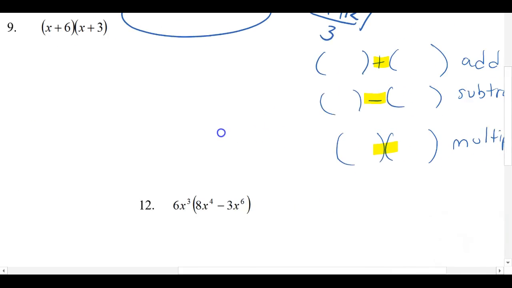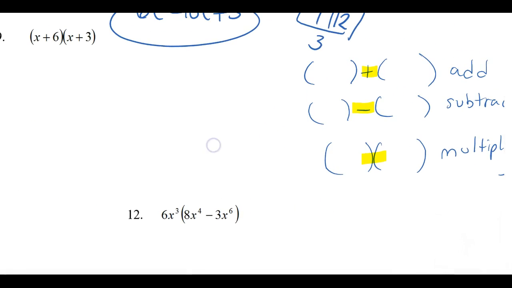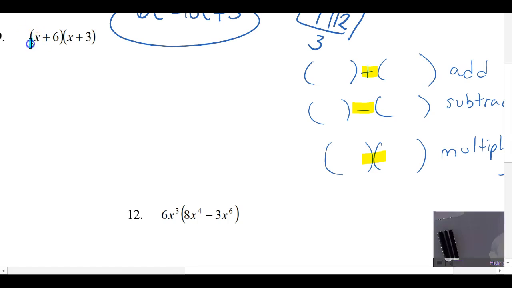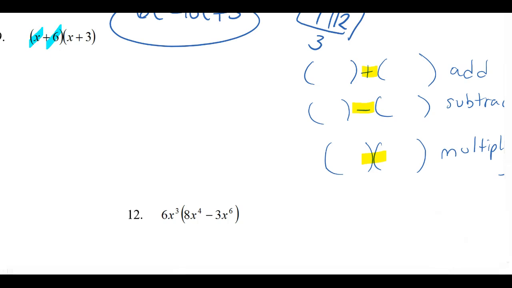Okay, so let's focus on this problem right here. This x plus 6 and x plus 3. Well, I have one term here, 2 terms, and then the next binomial, I have 1 and 2 terms. So I have 2 in the first and 2 in the second. Then that means I'm going to make a 2 by 2 box.